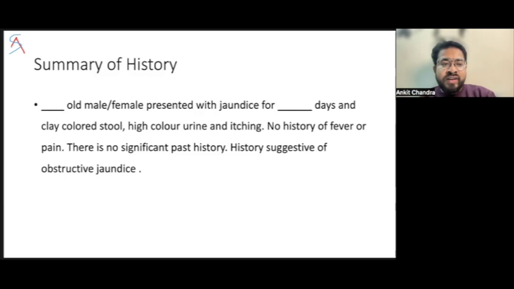For the summary of the history, you can present like this: this year-old patient from this place presented with jaundice for this many days, associated with clay colored stool, high colored urine and itching, no history of fever or pain, no other significant history. It is suggestive of obstructive jaundice. Then your examiner might ask, what else could be the differential diagnosis, or what else you are thinking of? If there is anything else significant, you can just add it on.